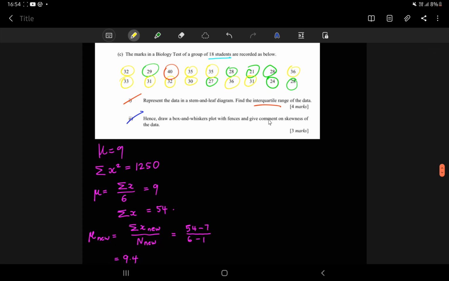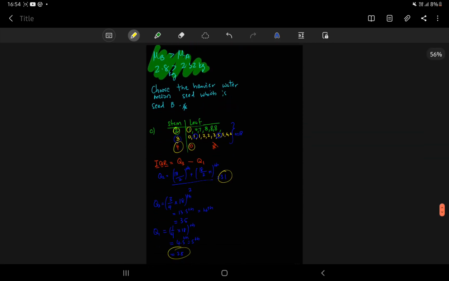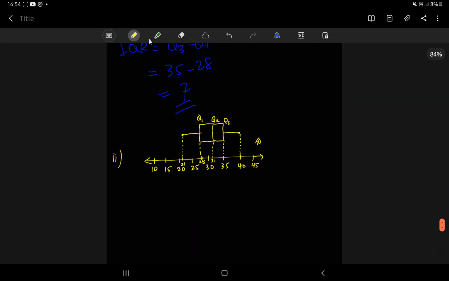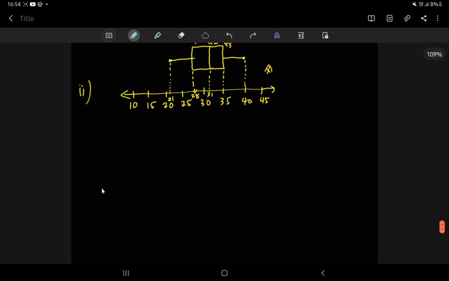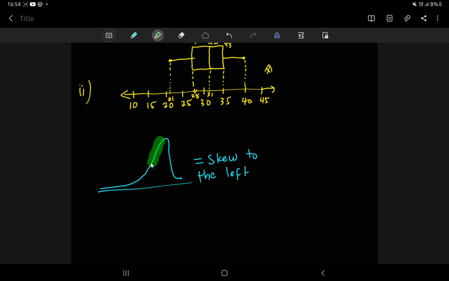And then we need to comment on the skewness. We have three types of skewness. The first one is when the tail is longer to the left. Wait, let me draw it like this. So it is longer to the left. So this is skewed to the left, because the tail is longer to the left.